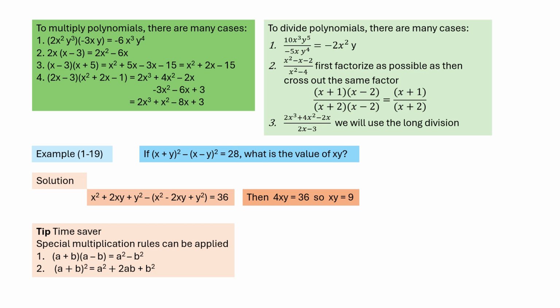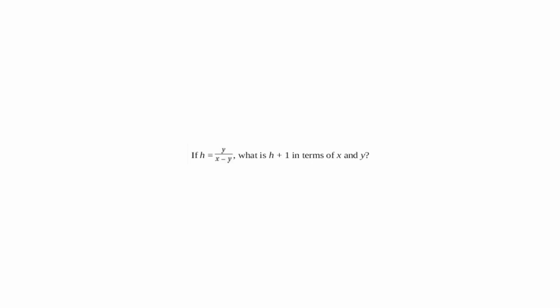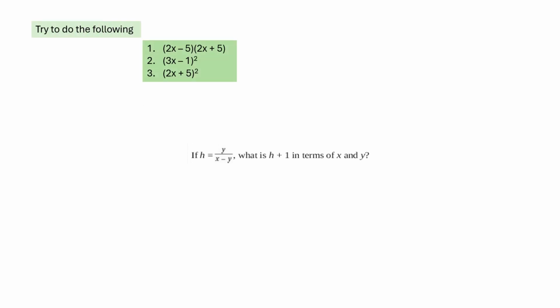Tip: time saver. Special multiplication rules can be applied. When you see a plus b times a minus b, don't do the FOIL completely, but first times first minus second times second. A times a is a squared minus b times b is b squared. This is called difference of two squares. Also, to expand a bracket to the power 2 directly, (a plus b) all squared will be a squared plus 2ab plus b squared. Take care. So (a minus b) all squared will be a squared minus 2ab plus b squared. Try to do the following by yourself.